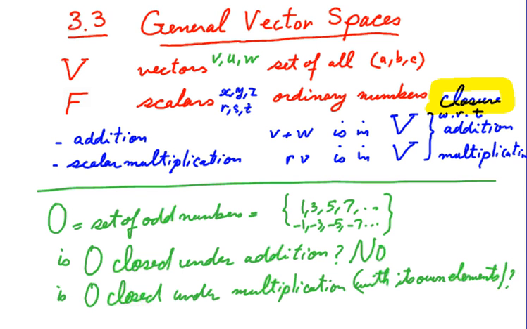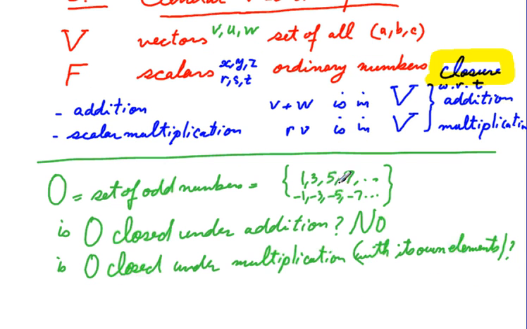What do you say? If I multiply two odd numbers, what kind of a number do I get? So I'm talking about closure with respect to multiplication with its own members. And there the answer is obviously yes.